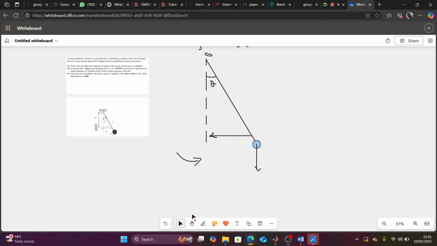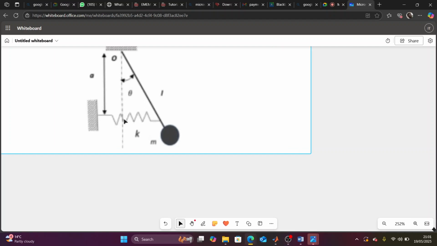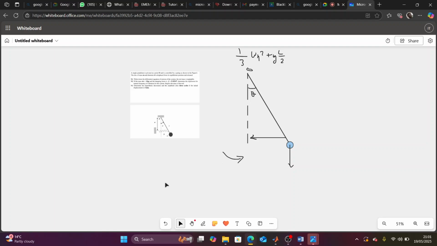Do you see why I'm doing it like this, guys? Because the figure is actually showing it the way it is, like that. And they call the distance from the spring to the pivot A, and the distance of the rod L. So are we together, guys?